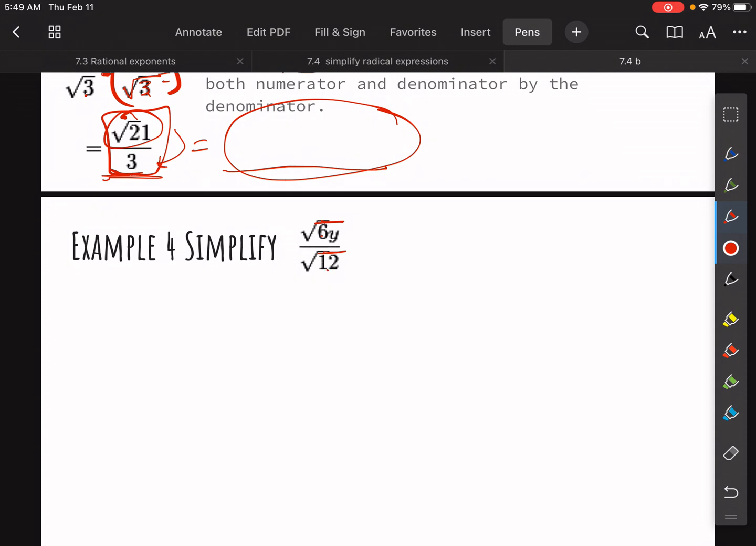I could reduce the fraction, right? I could do that now and have the square root of y over the square root of 2. And I need to get rid of the square root of 2. By the way, if you forget to reduce that fraction first off, you can just do that later, so that's not a big deal. That's something equivalent to 1.